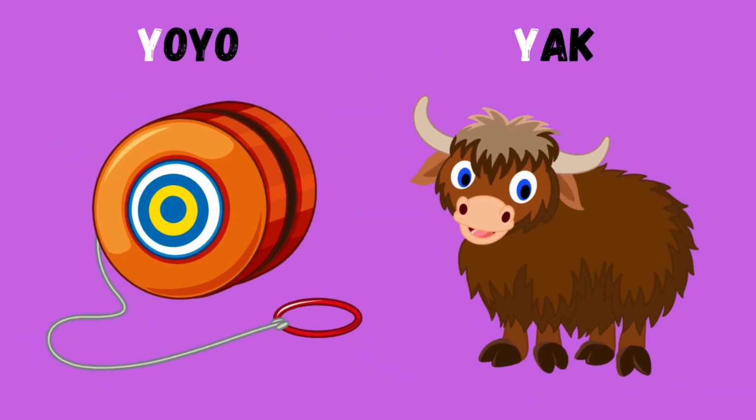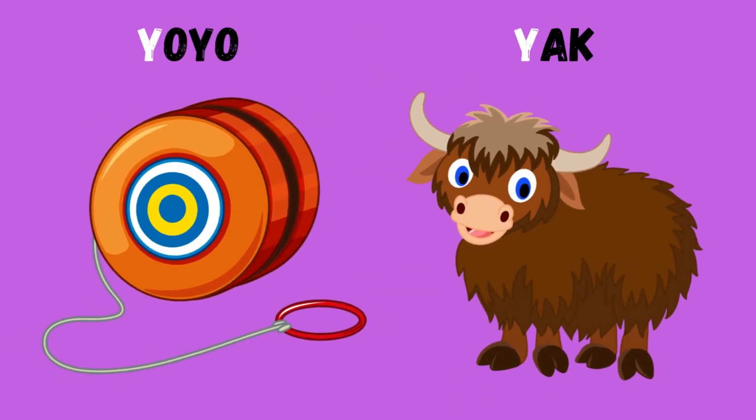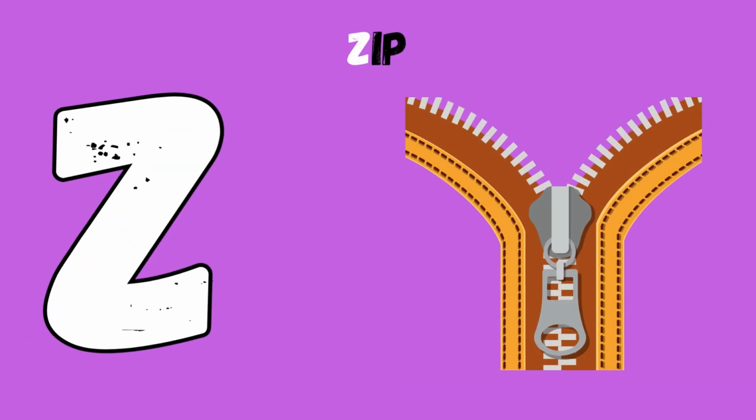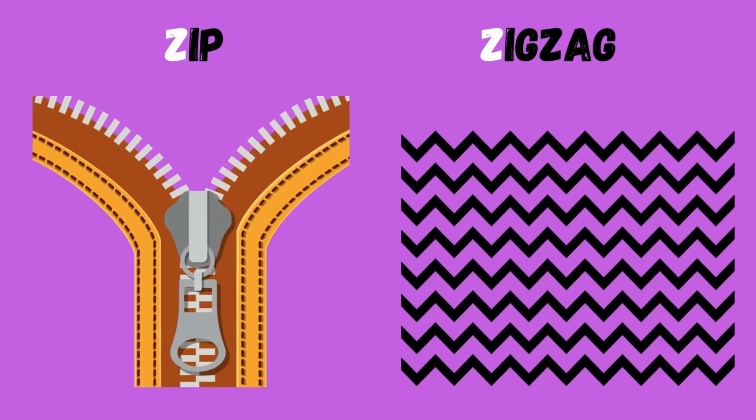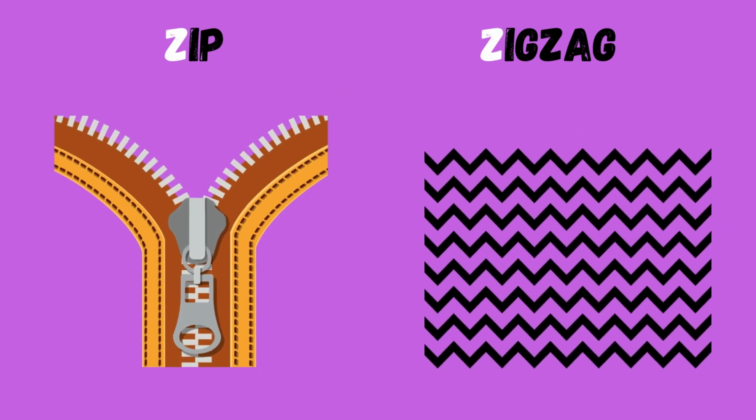Y is for yo-yo. Y is for yak. Yo-yo, yak. Y, y, y. Z is for zip. Z is for zigzag. Zip, zigzag. Z, z, z.